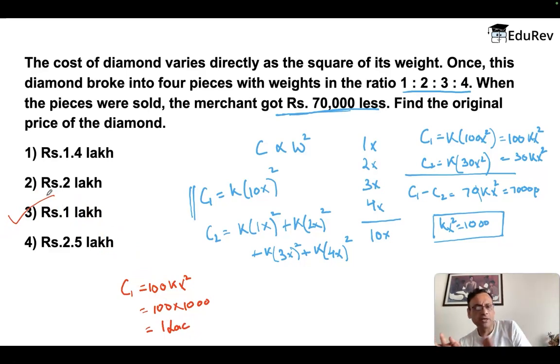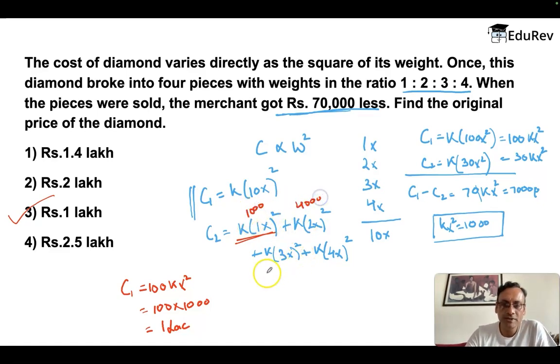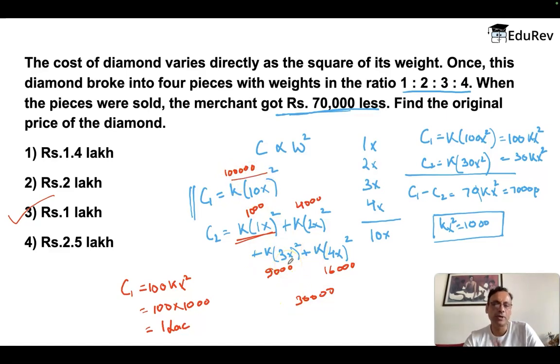Okay, simple question, but a very nice explanation of variation. So the original price was 1 lakh. After breakage, this piece was 1kx square. That means this was 1000. This was 4000. This was 9000. And this was 16,000. So together they added up to 30,000. Whereas the original piece was 100,000 or 1 lakh. Hence the difference was 70,000. This is the question. I hope you have understood. This explains the concept of variation very, very well.